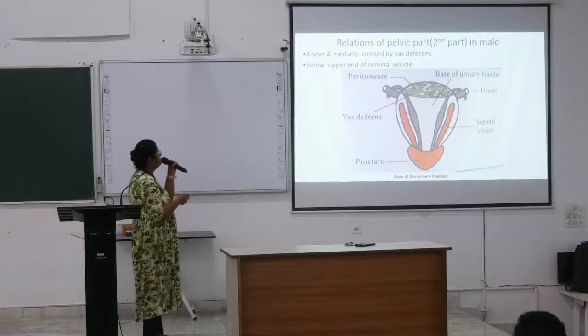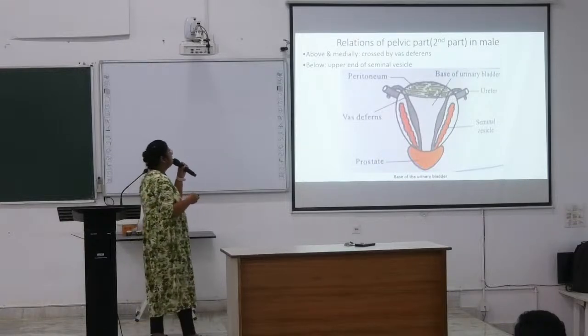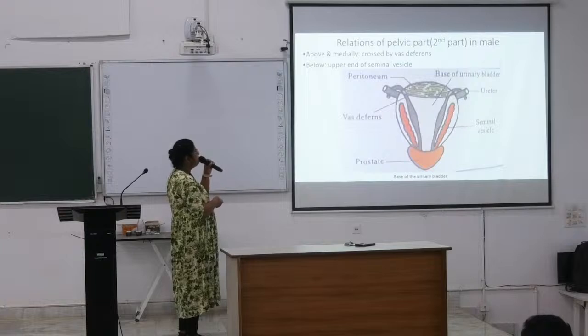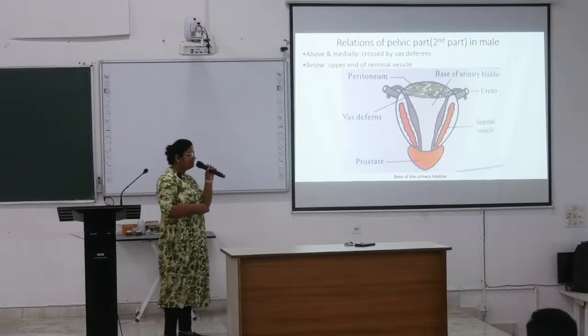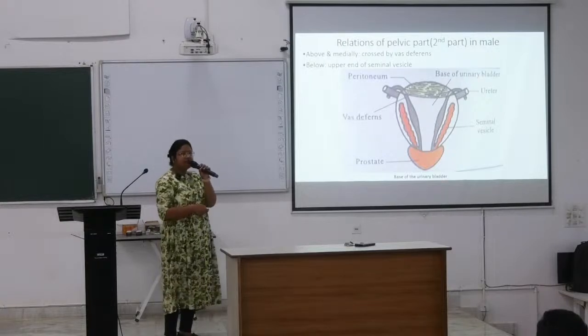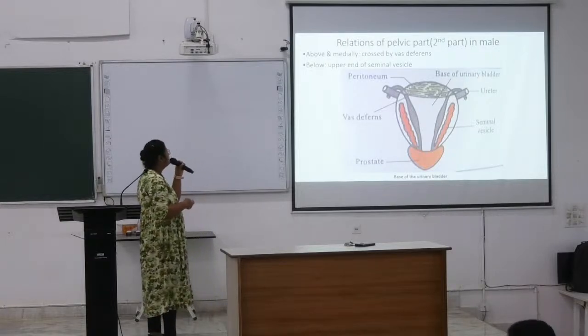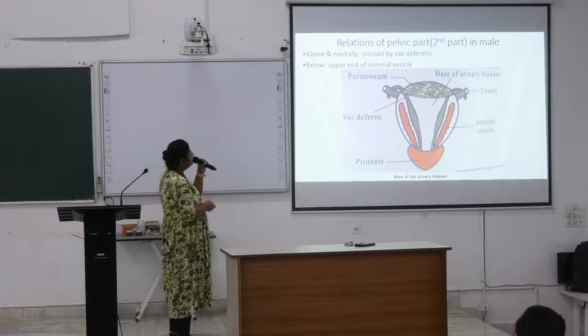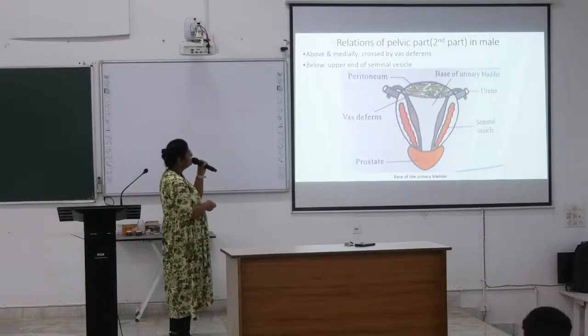Next, relation of the second part of the pelvic part of the ureter in male. Above and medially, see, this is the ureter draining into the urinary bladder, and these are the vas deferens hooking above this ureter, and here is formed the ampulla of the vas joining with the seminal vesicle forming the ejaculatory duct, draining into the urethra in the prostatic part within the seminal colliculus. So the ureter is crossed above and medially by the vas deferens and below by the upper end of the seminal vesicle. Okay, this is the seminal vesicle.